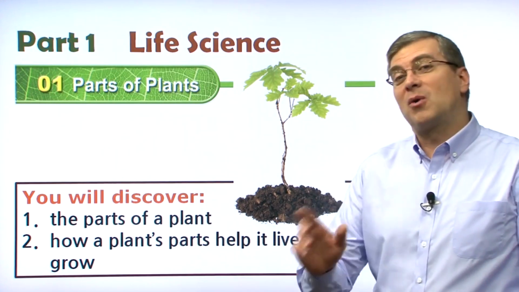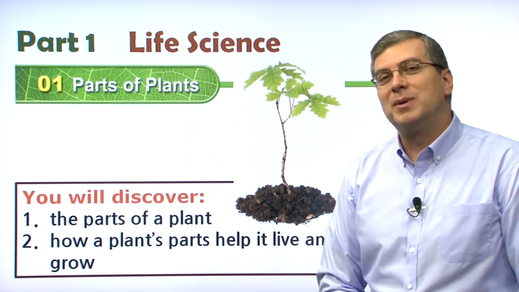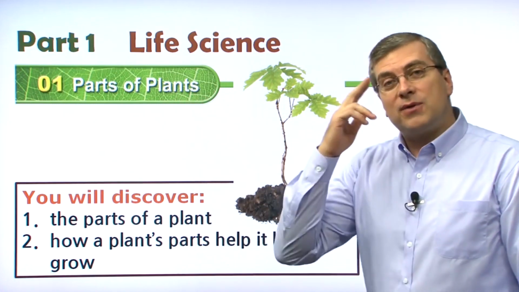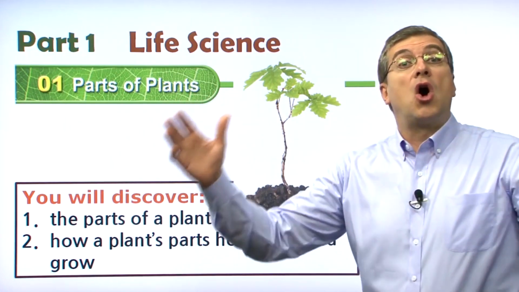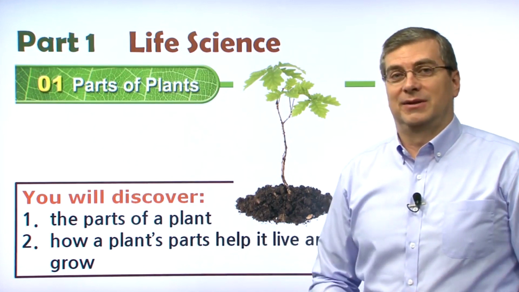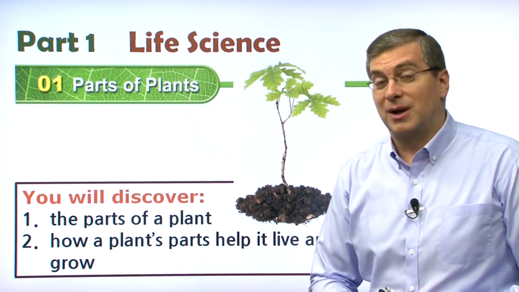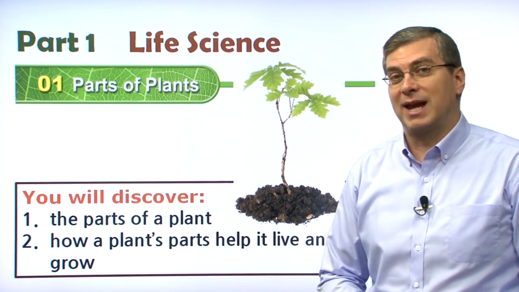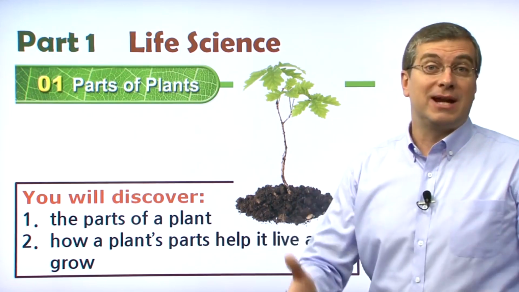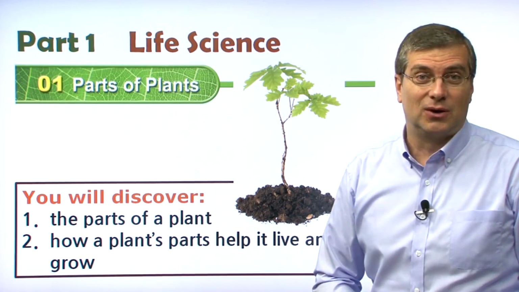Today, we are going over part 1 in our textbook, Life Science. And specifically, we'll be talking about the parts of plants. If you think about it, plants are all around us, aren't they? We use plants for many things. We use plants for food. We use plants for shelter, right? Our house is made of parts of plants. Plants even make the air that we breathe. So we can see plants are all around us, and they are very useful.